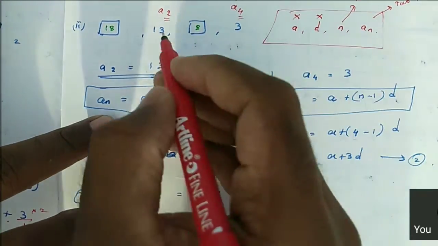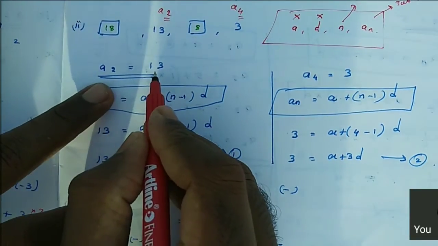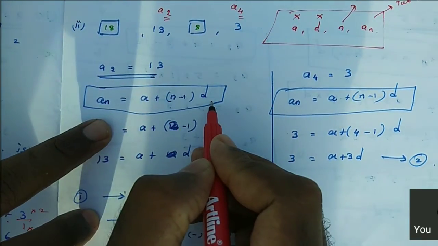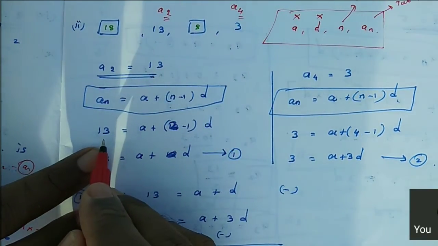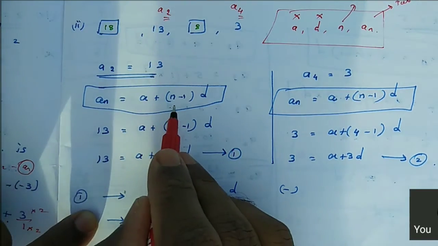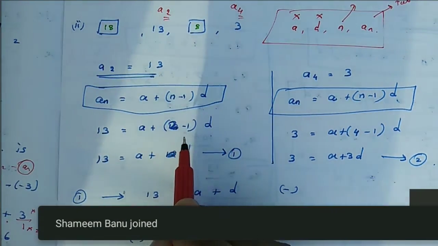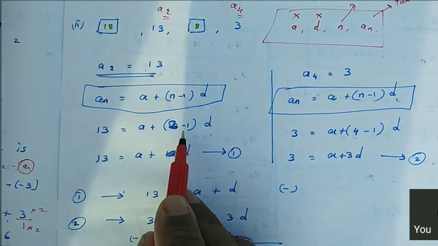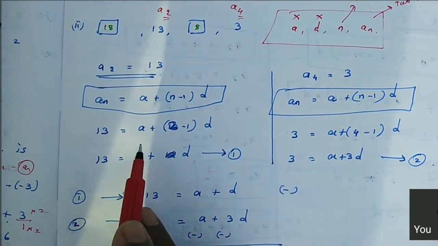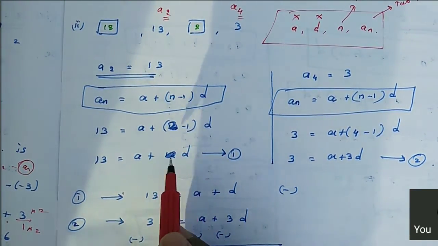Now, first you can take A2. A2 is 13. So An is equal to A plus (N minus 1) D. Then A2 is equal to A plus, N is 2 here, so 2 minus 1, into D. Then 13 is equal to A plus 1 into D. So we can mark this as equation number 1.